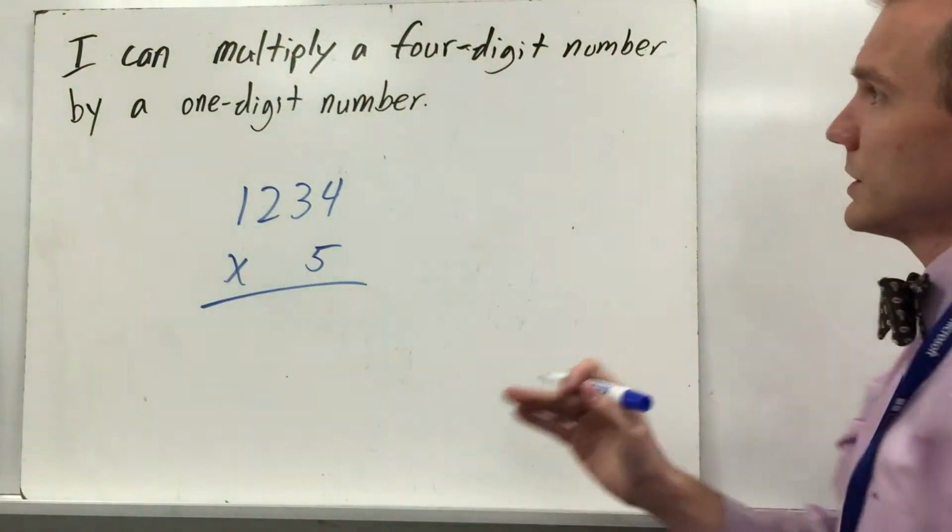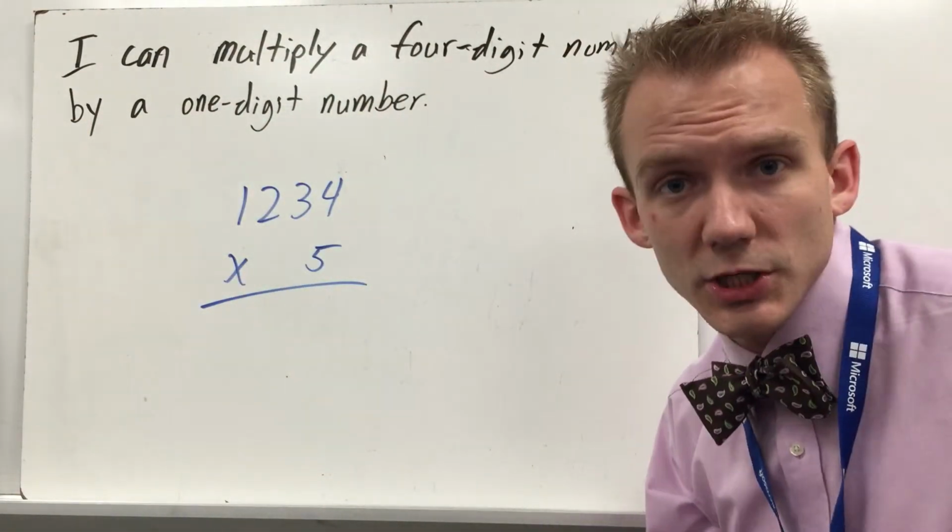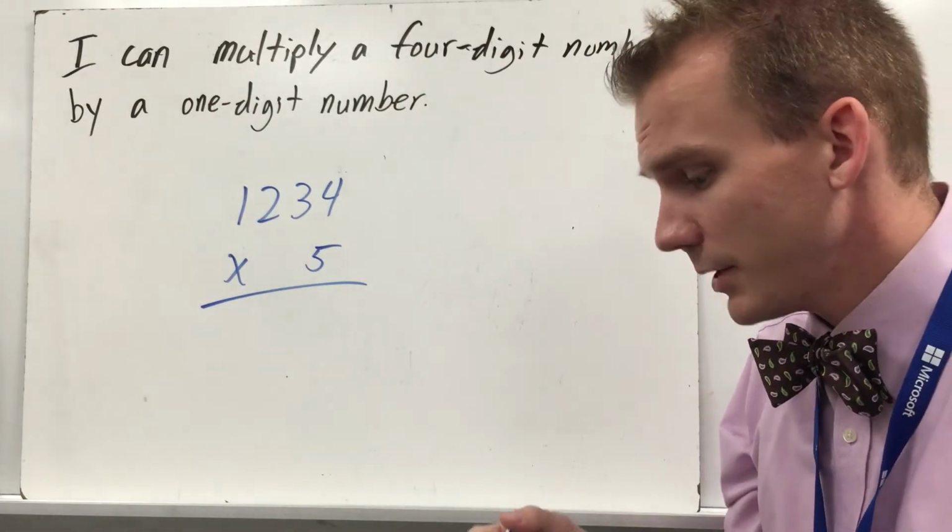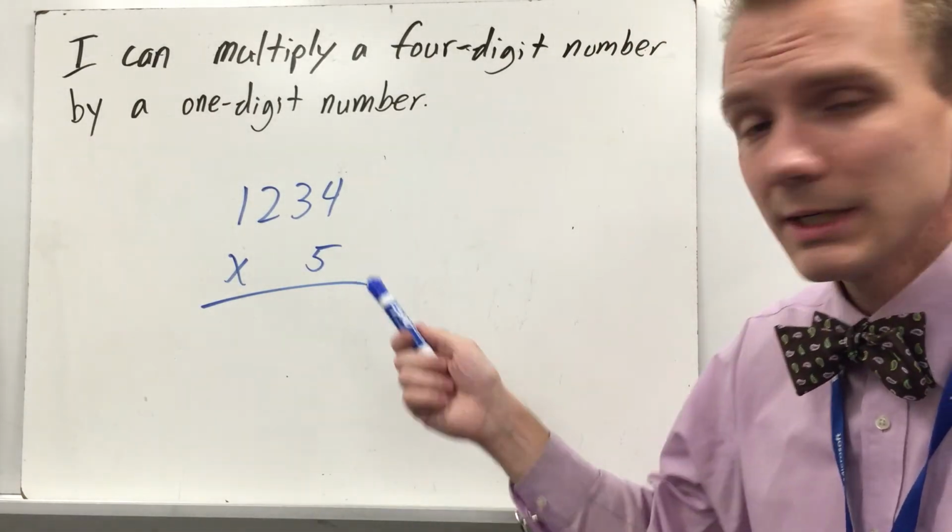I can multiply a 4-digit number by a 1-digit number. Take some of the strategies I used. See if you can solve this problem on your own. 1,234 times 5.